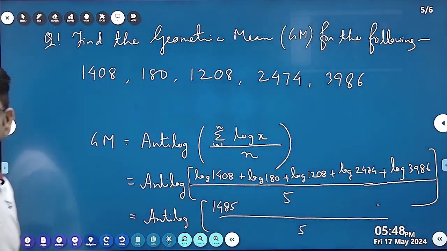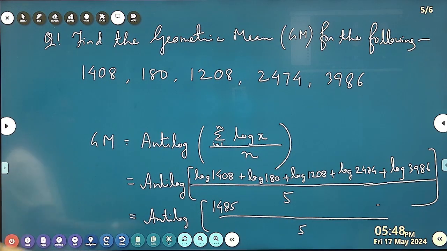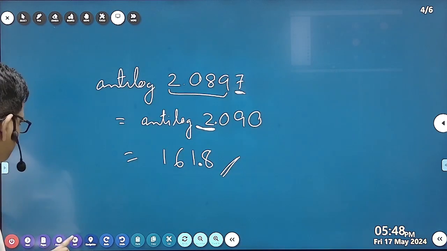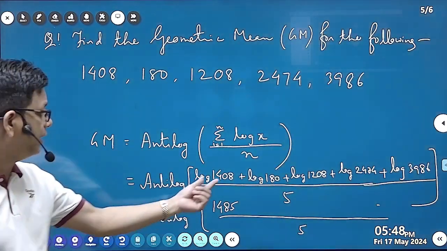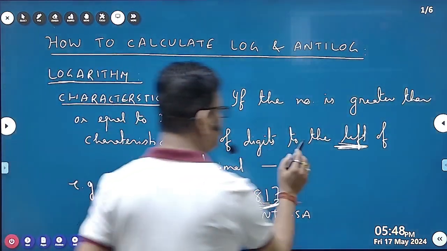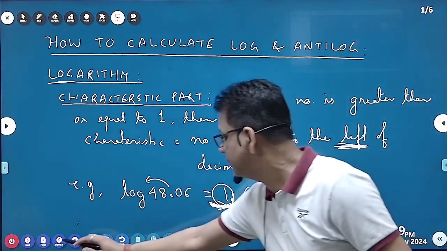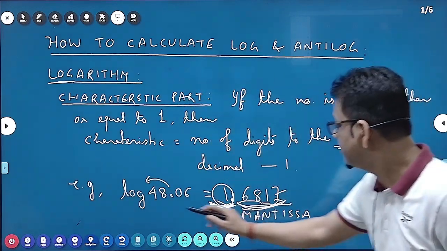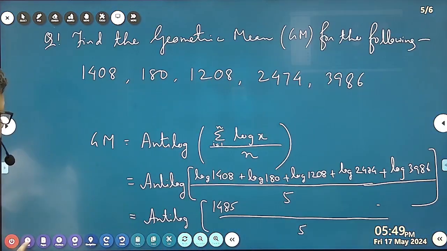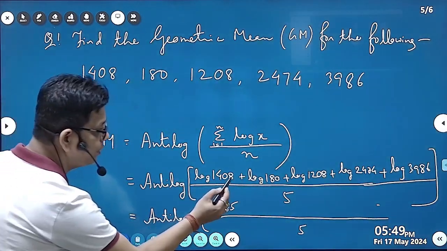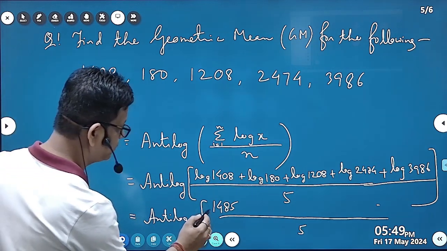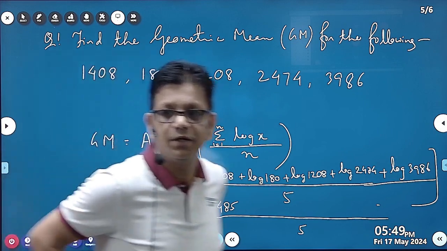Now tell me what next? What is the characteristic? Don't forget it. This is the mantissa part. What is the characteristic before the decimal? It will be 3 point. When you have 4 digits, remember: the number of digits to the left of the decimal, minus 1. This number has no decimal, so how many digits on the left side? 4, minus 1, gives 3. You got confused, right? So it will be 3.1485. Got it?